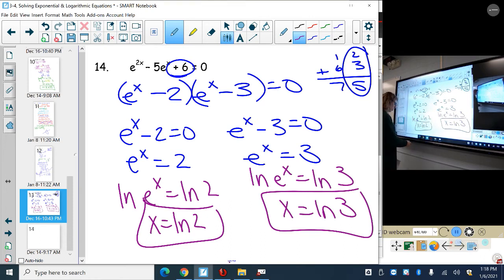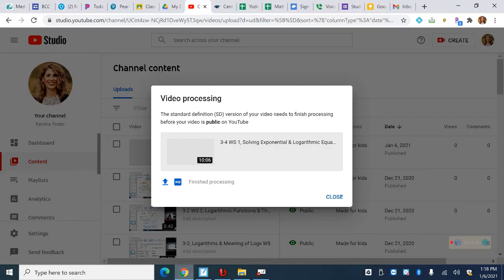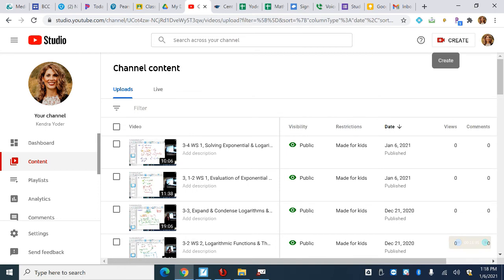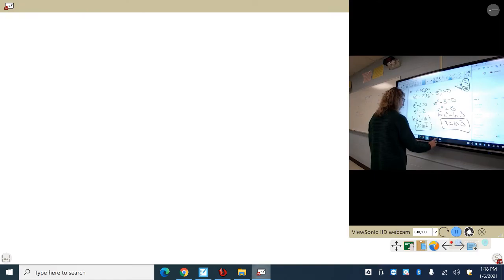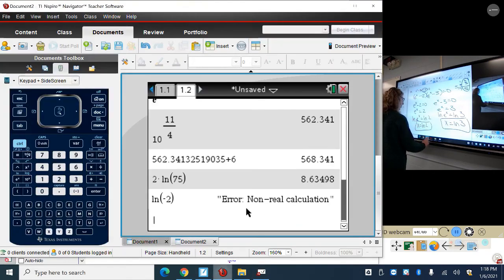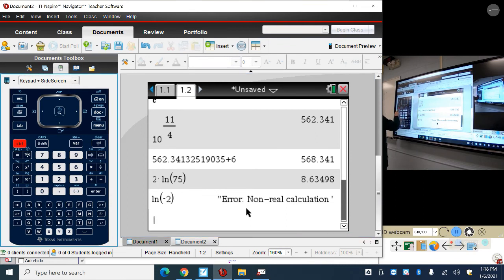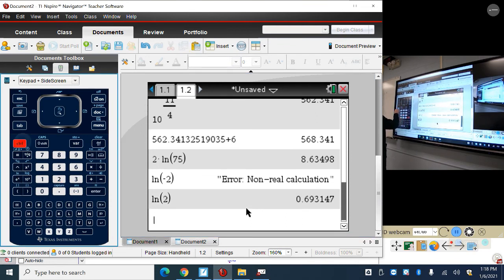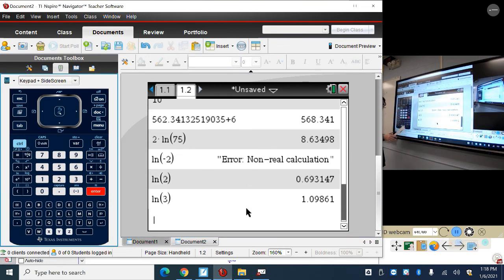What numerical value are those? The natural log of 2, the natural log of 3. That's what you are going to have. Those are your two decimals that would be equivalent, okay?